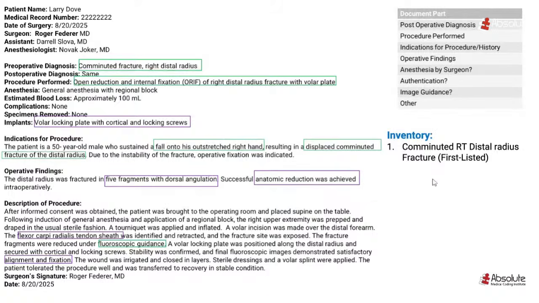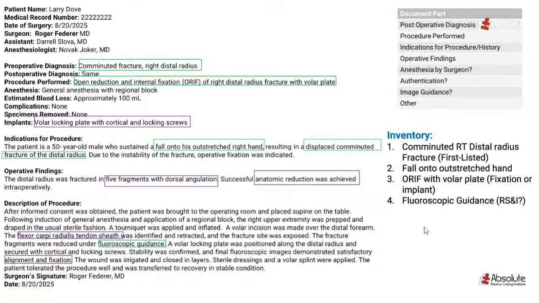Number one, this comminuted right distal radius fracture. That's my first listed code. I'm also going to code that fall onto outstretched hands. I'm also going to code the ORIF with volar plate fixation or implant, because some codes have that information. It'll say implant, and you need to grab it because this is indeed an implant. All right, fluoroscopic guidance, I'll always grab it because some codes bundle it, others don't. And you know when you need to code it additionally because the parenthetical guideline will tell you. This isn't something that you just need to know. So you just have to read.